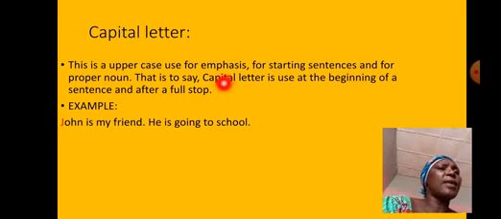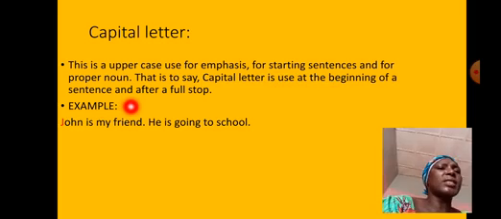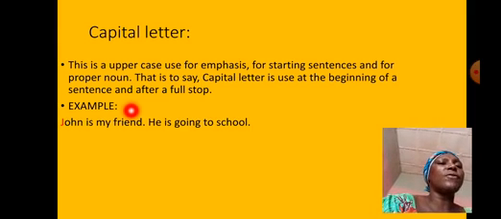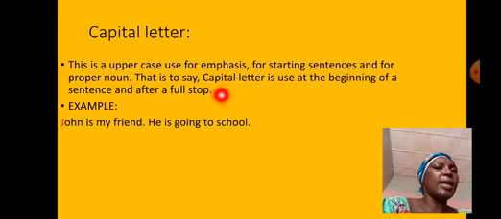That is to say, a capital letter is used at the beginning of each sentence. Whenever you are starting a sentence, don't use a small letter, because that is the beginning of a sentence. So always endeavor to use a capital letter. Is that taken? At the beginning of a sentence and after a full stop, you use a capital letter.